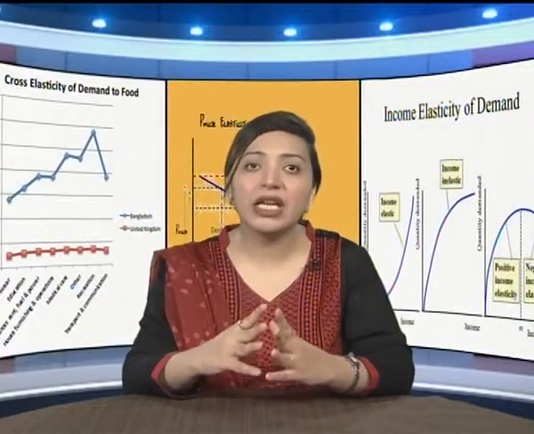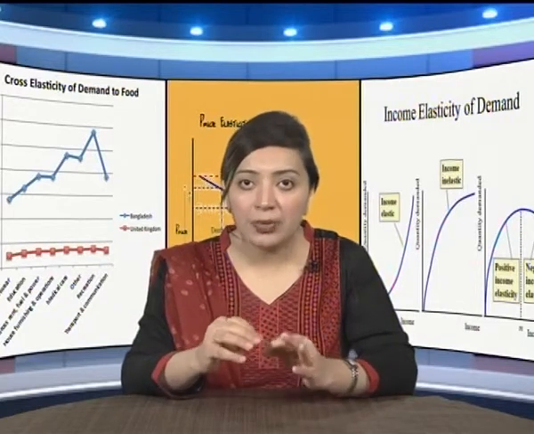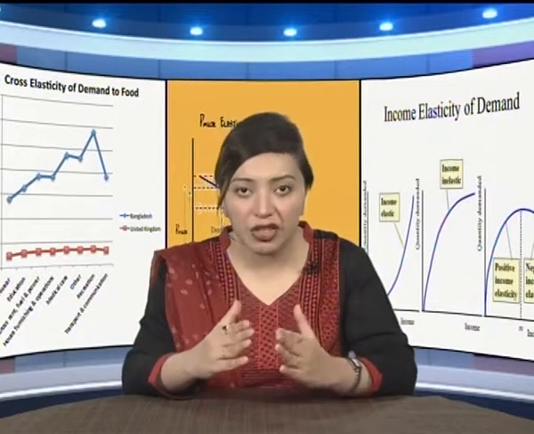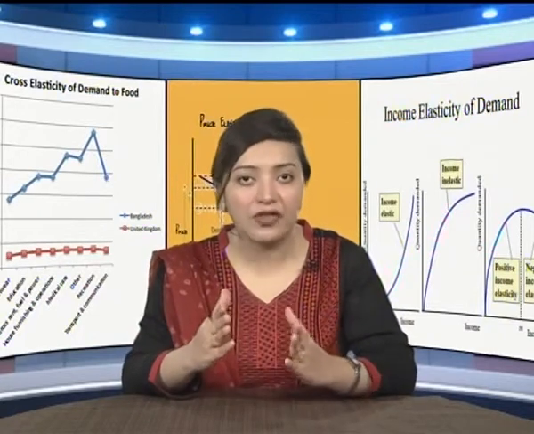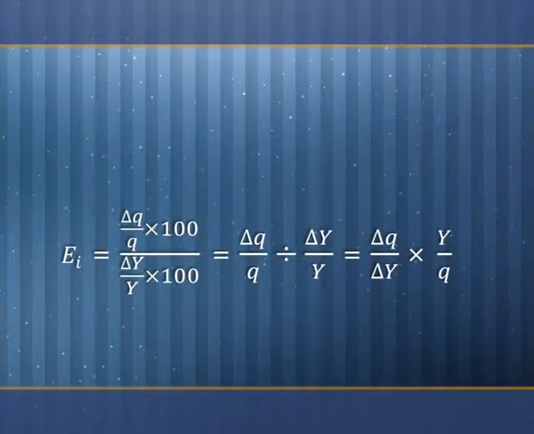Let Y stand for an initial income, delta Y for a small change in income, small q for the initial quantity purchased, delta q for a change in quantity purchased as a result of change in income, and EI for income elasticity of demand. Then EI is equal to delta q by q times 100 divided by delta Y by Y times 100, that is equal to delta q by q divided by delta Y by Y. So, that is equal to delta q divided by delta Y times Y by q.